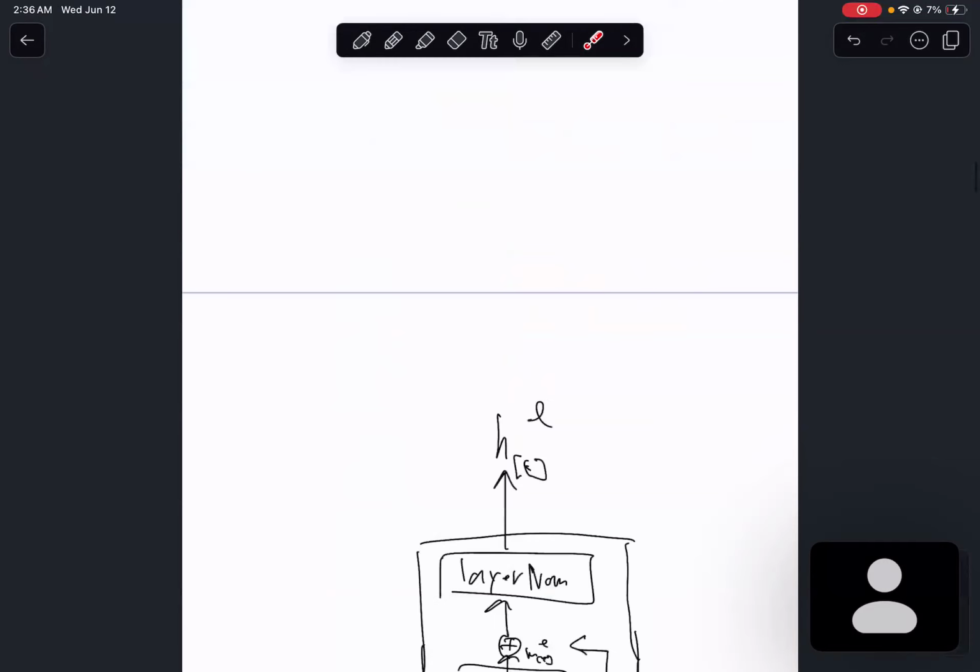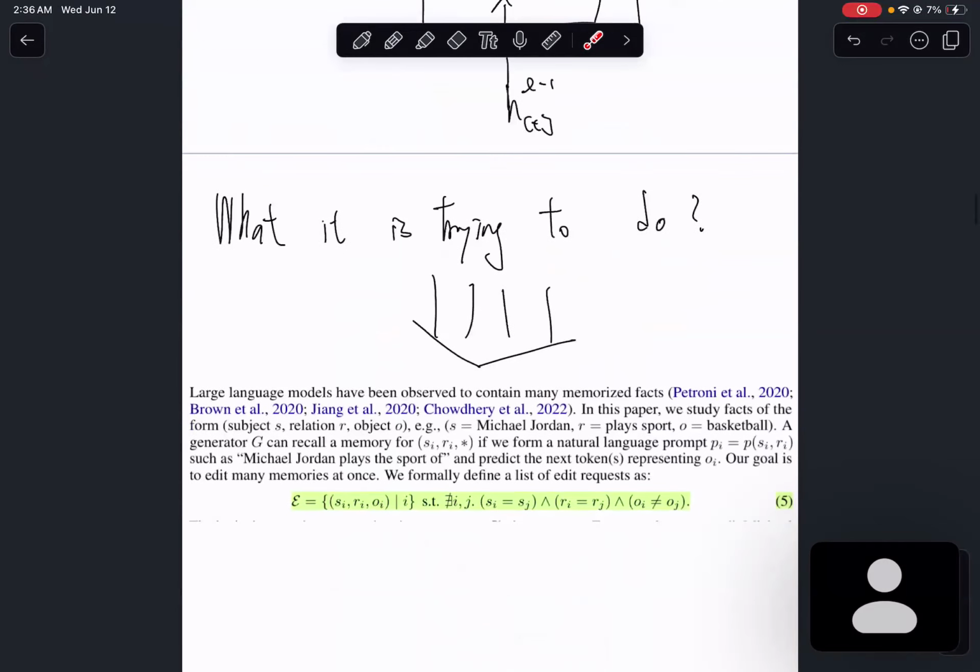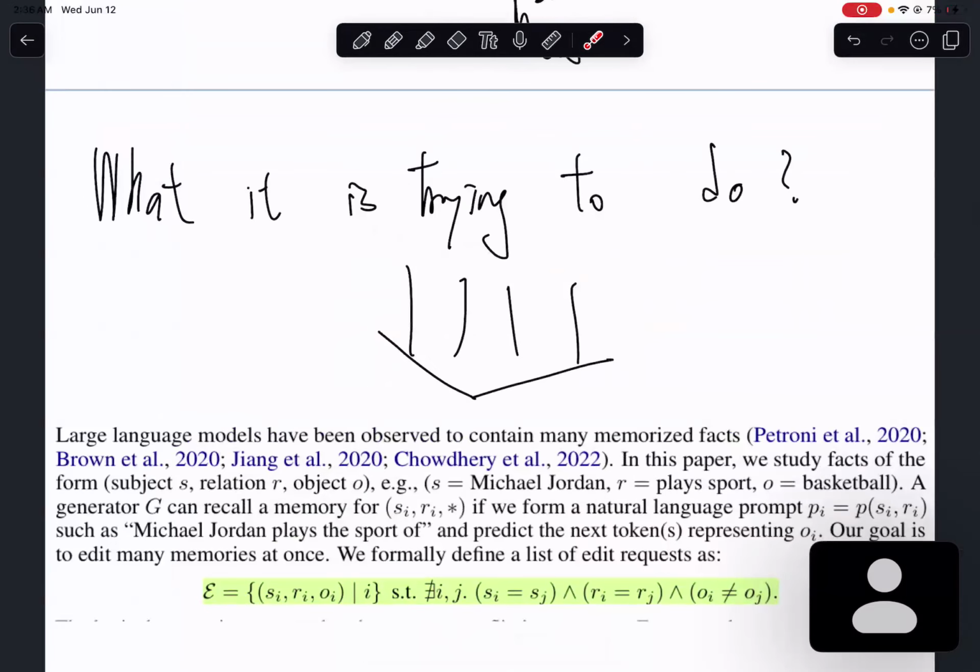So what is MEMIT trying to do? It is basically trying to edit the model. I can tell you what it's trying to do by giving you a very simple example. For example, you have your large language model, and the large language model is trained on Wikipedia.